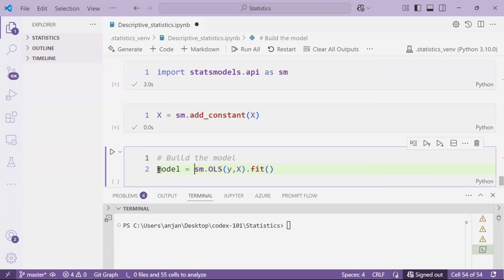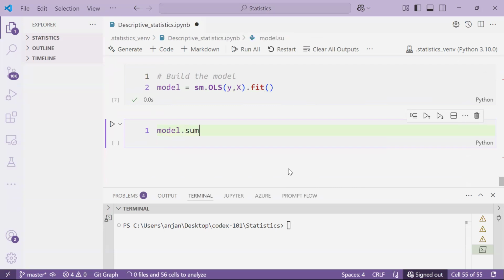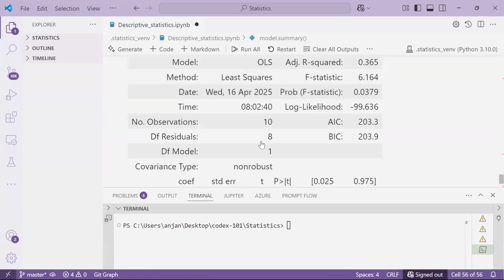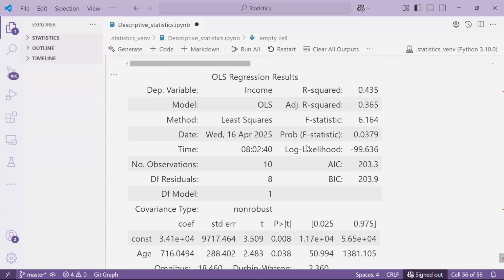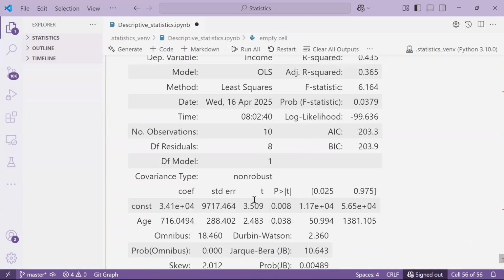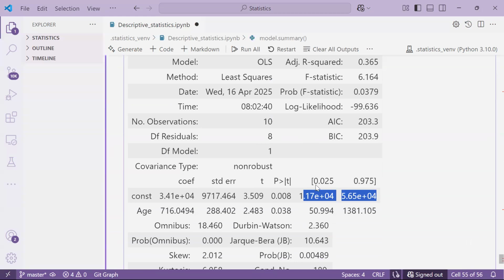Okay, once the model is built, I want to see what the result is. For the summary of that particular model, we have the summary method. With the help of the summary method, we can retrieve a lot of information. You can see this particular output. Till the last class I explained so many concepts, right? It gives you t values, p values, standard errors, and the confidence intervals, marginal errors.